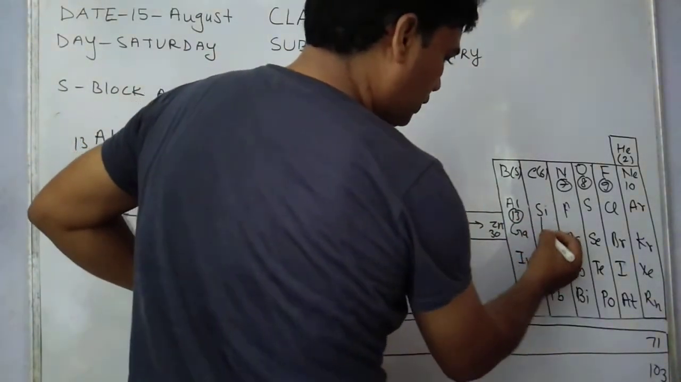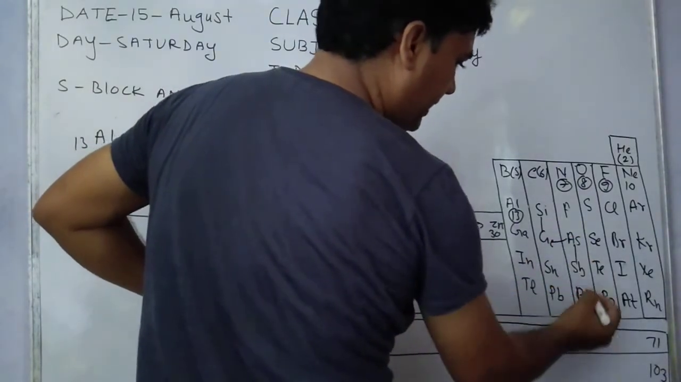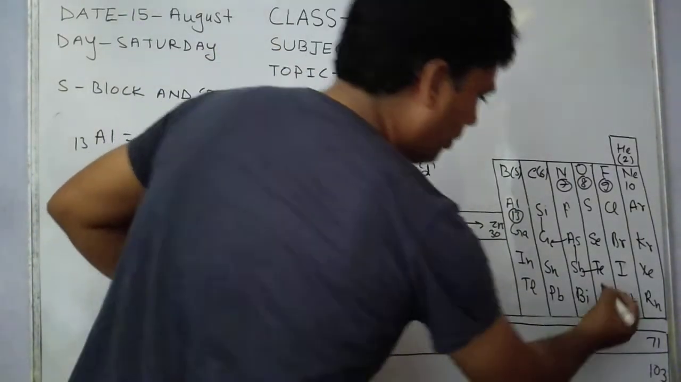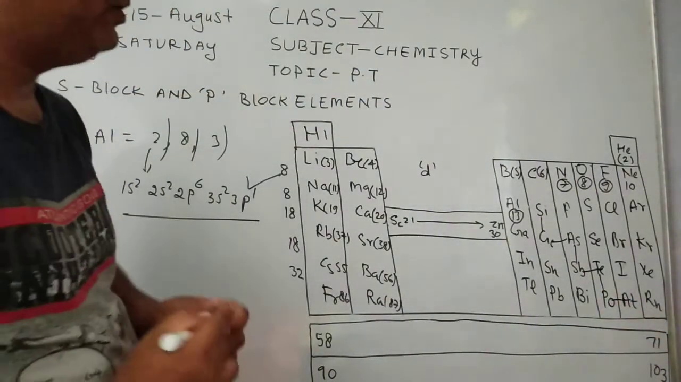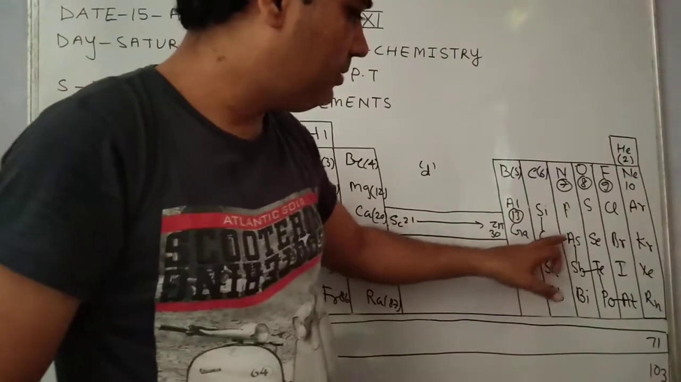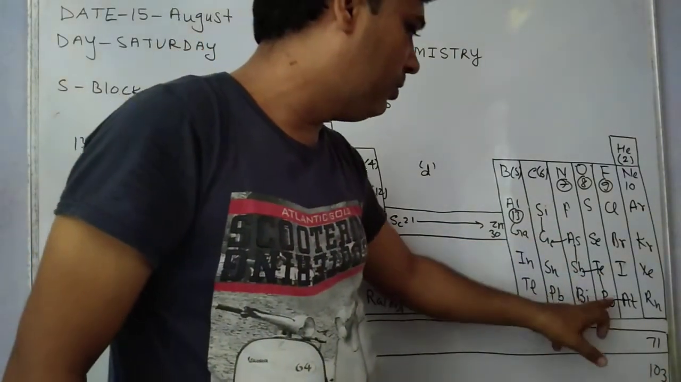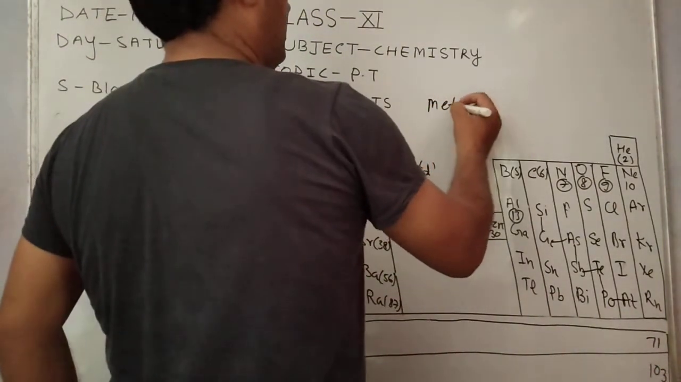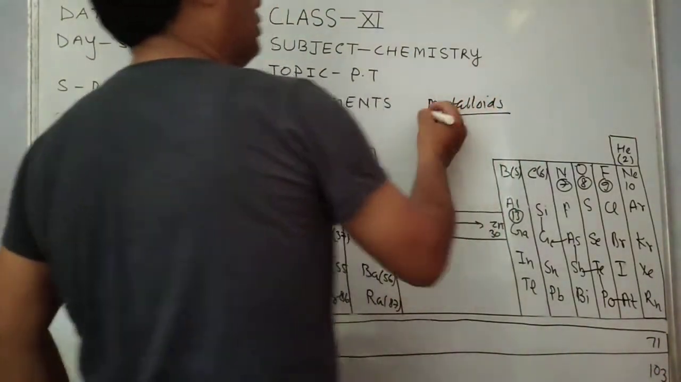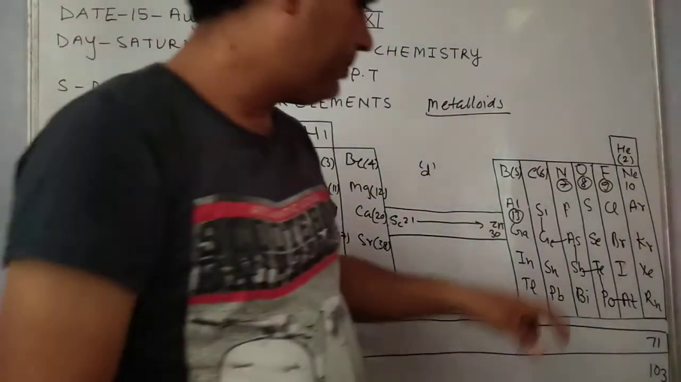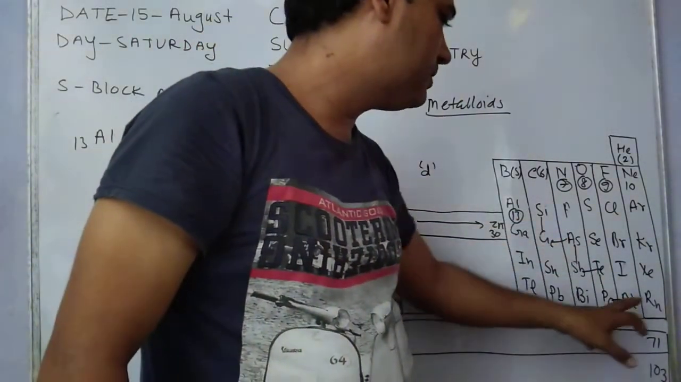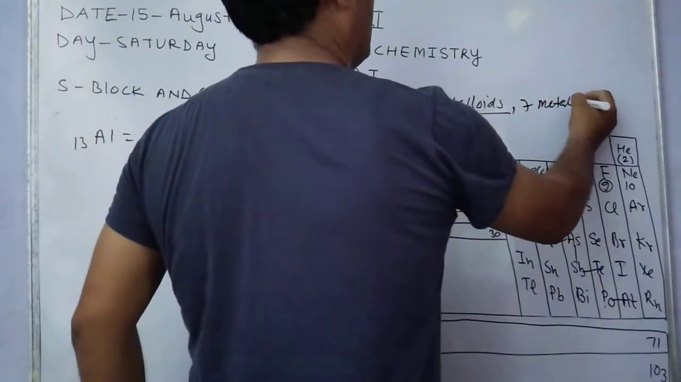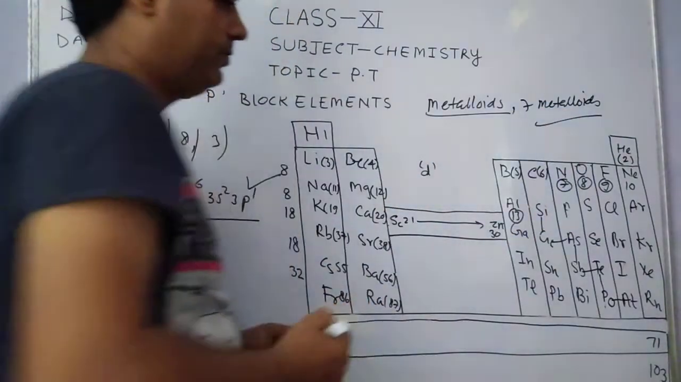Silicon, germanium, arsenic, antimony, tellurium, polonium and astatine. These are metalloids. So in p block elements, how many metalloids are there? 1, 2, 3, 4, 5, 6, 7. 7 metalloids.